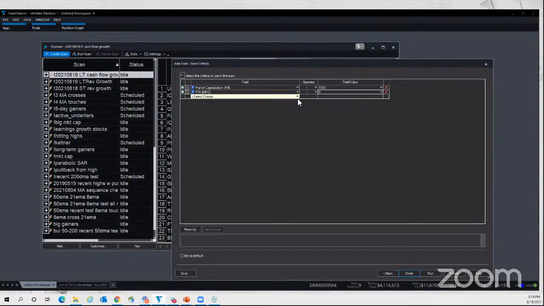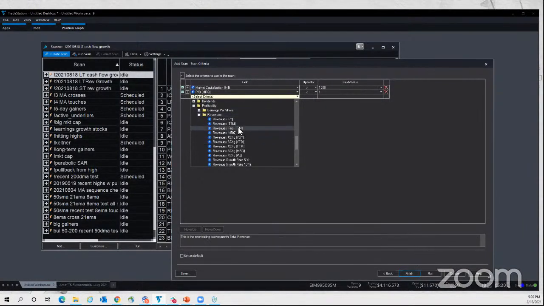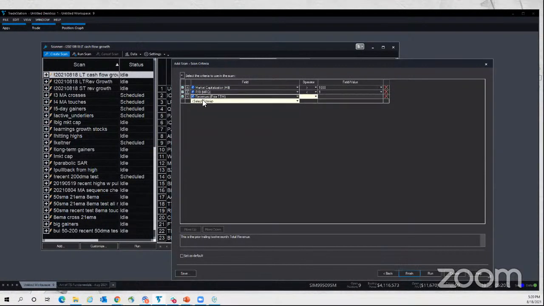Now I want to go to profitability. And then I'm going to go to revenues. And then I want to go to revenues TTM. Again, now I'm going to TTM because revenue comes from the income statement. And then I'm going to go to greater than 500.